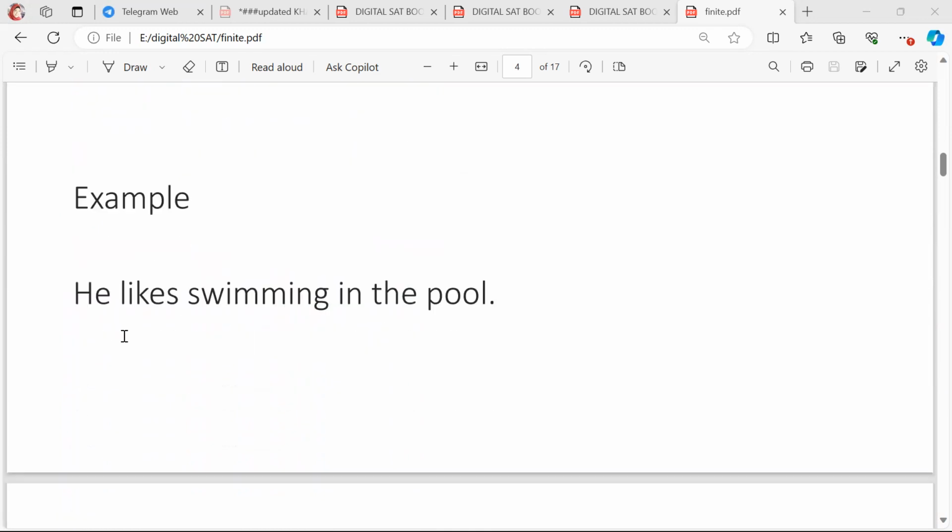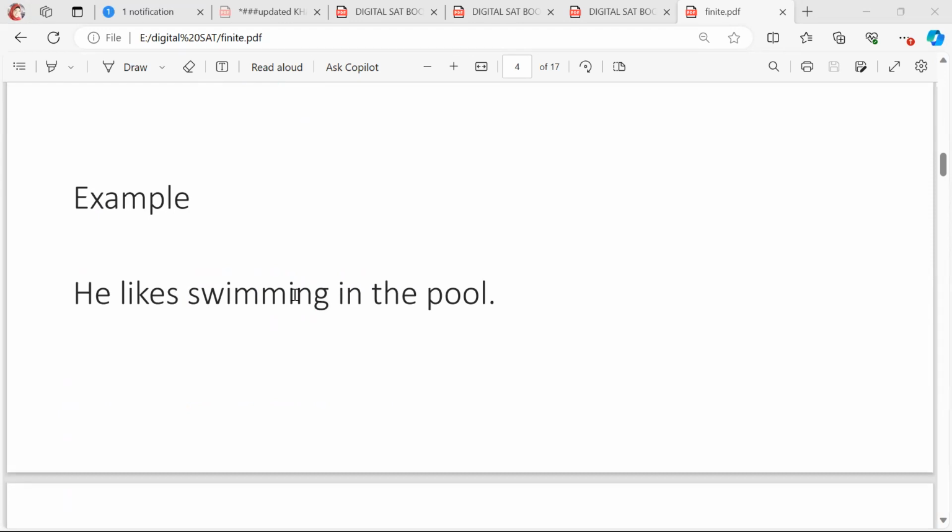For example, he likes swimming in the pool. He is the subject. Likes is the main verb. Swimming in the pool, that's a gerund phrase.